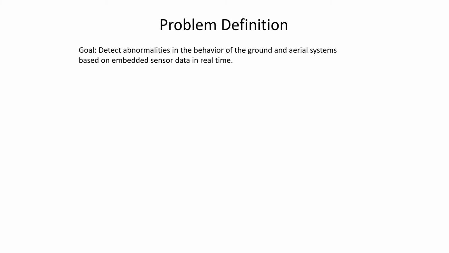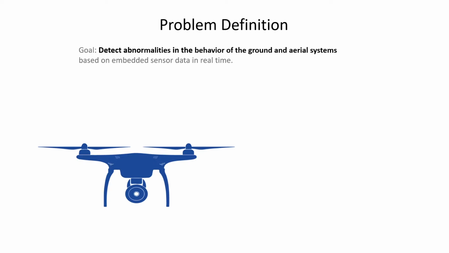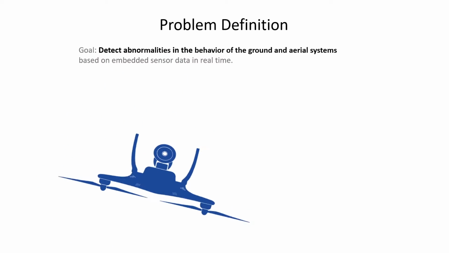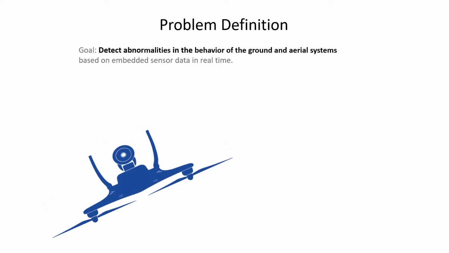The goal of our problem is to detect abnormalities in the behavior of ground and aerial systems based on embedded sensor data in real time. Now we break that down in simple terms. While detecting abnormalities, we are interested in ground and aerial autonomous systems such as self-supervised cars, drones, etc. In a perimeter monitoring system where the agent is the drone, it might face a sudden abnormal jerk or it could be flipped mid-air. We want to be able to identify abnormal situations such as these.